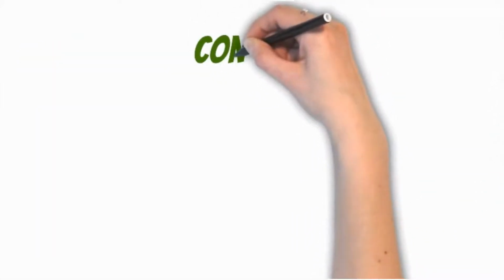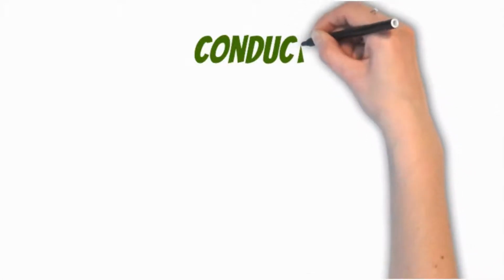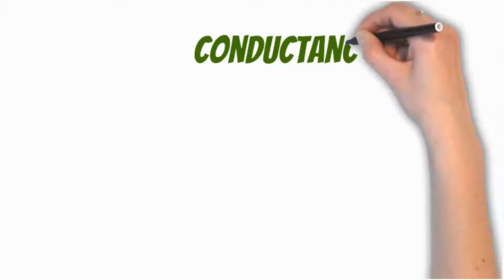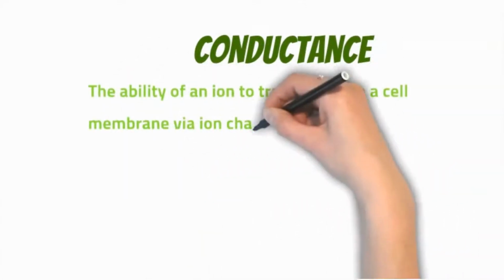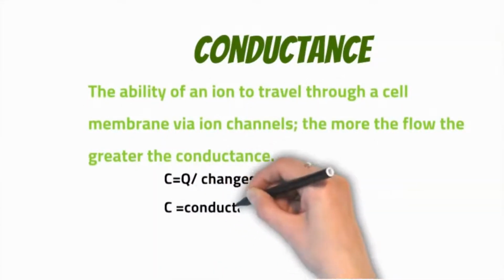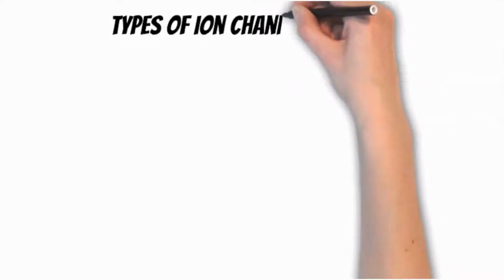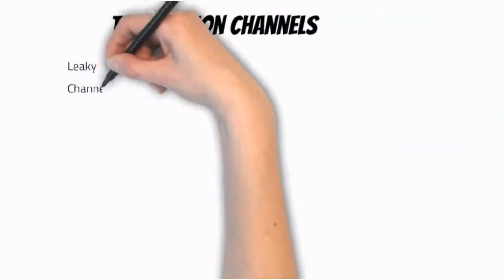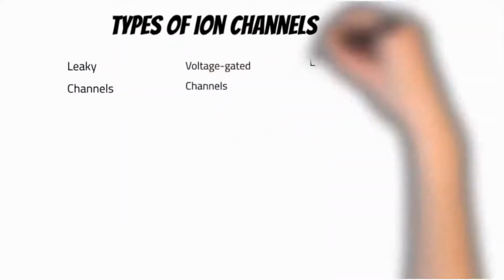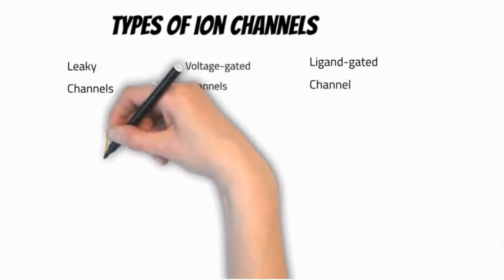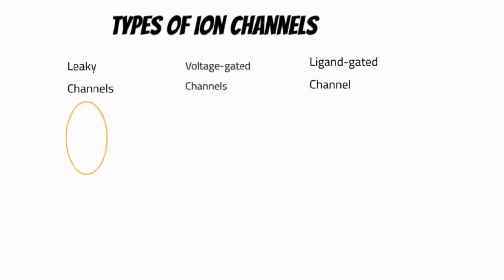Conductance is also an important principle to understand. The conductance of any ion is just its ability to flow across a cell membrane. The more flow, the more conductance across the membrane. Now let's discuss the different types of ion channels. There are ungated or leaky ion channels, voltage-gated channels, and ligand-gated channels.